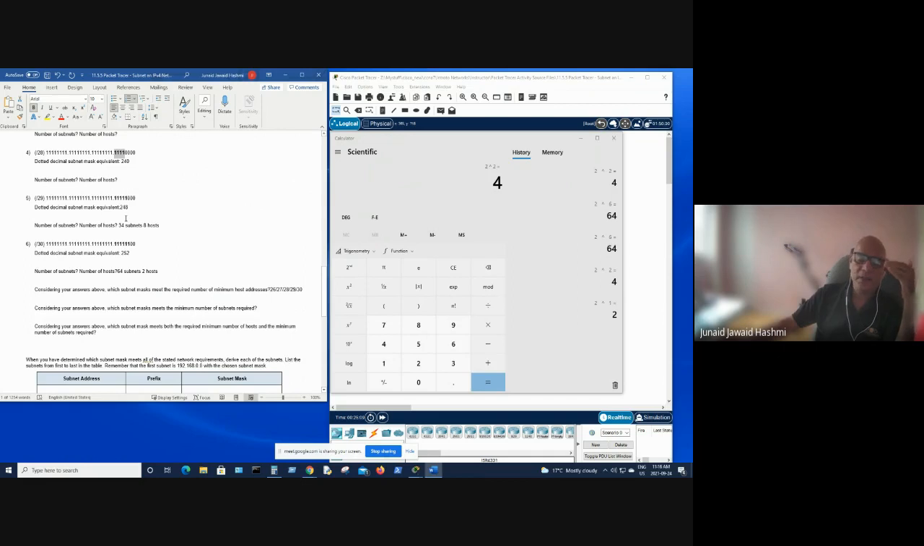So you stop at the /28 bits because you need at least 2 bits for the host ID. 2 bits. Okay.